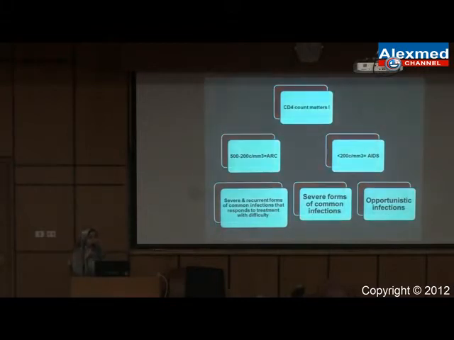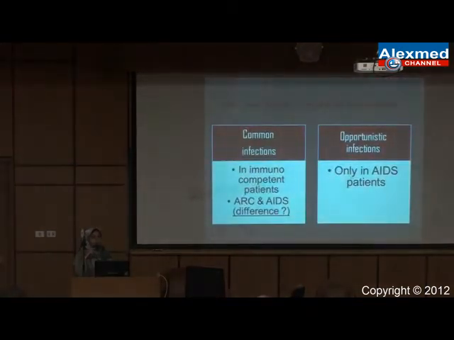So what's the difference? The difference is that in the ARC phase, the patient gets common infections, and in the AIDS stage, the patient gets common infections in addition to opportunistic infections. So what's the difference between common infections and opportunistic infections? Common infections can occur to us, but in the HIV infected patient, they are more severe, more frequent, they respond poorly to treatment, and the person will take a longer time to recover from the infection in comparison to a patient with a normal immune system. Opportunistic infection occurs only in an immunodeficient person, such as a patient with AIDS.